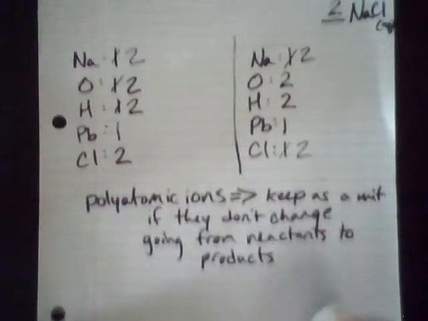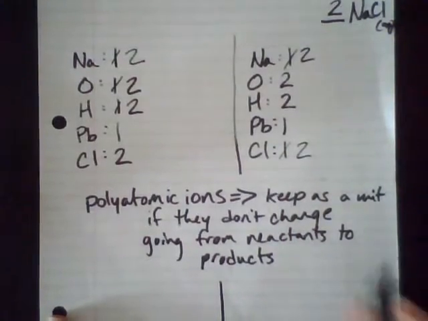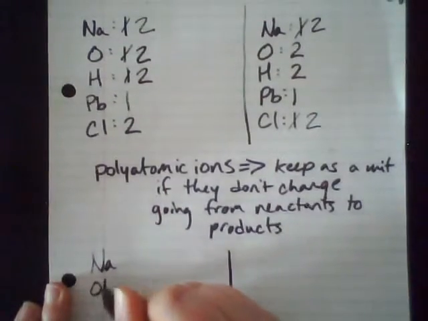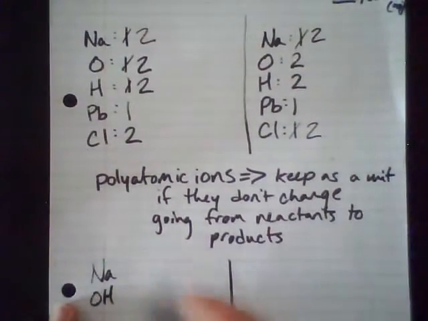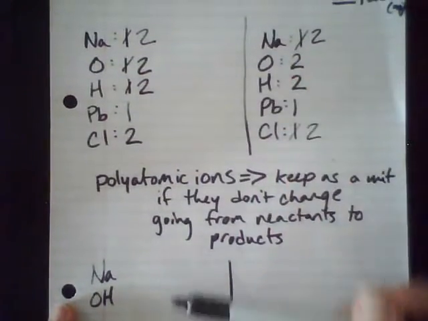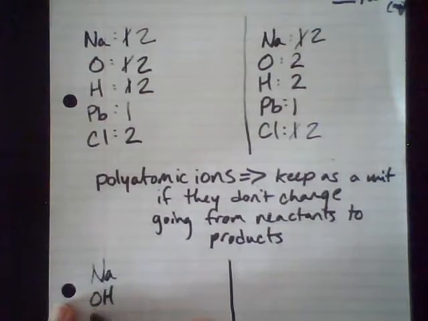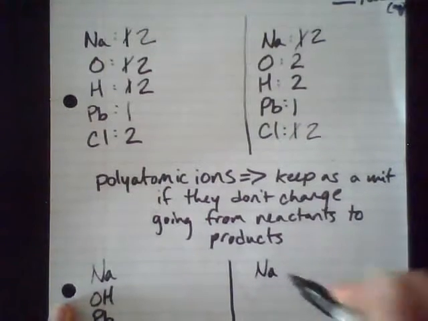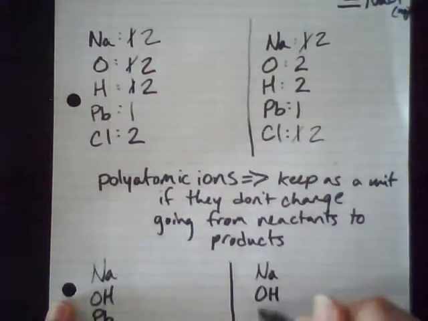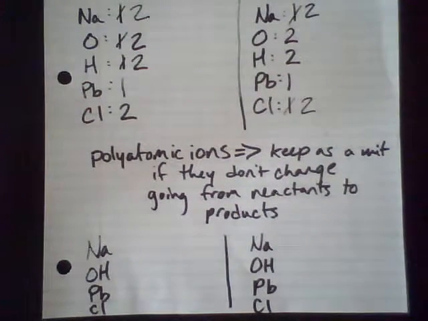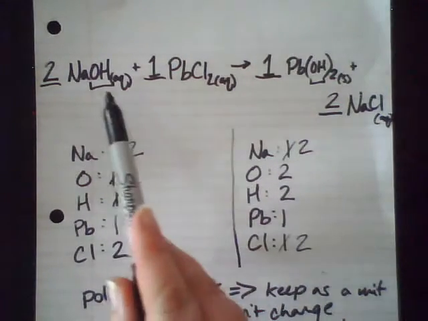So I'm going to put this down here as if, and I'm going to have to go back and forth a little bit, but that's okay. So our sodium hydroxide, if we had sodium instead, and we kept the hydroxide, then that kind of simplifies things a little. Instead of having oxygen and hydrogen, I have an OH here, okay? And now I have lead and chlorine. And I could do the same thing on the other side. Sodium, hydroxide, lead, and chlorine.